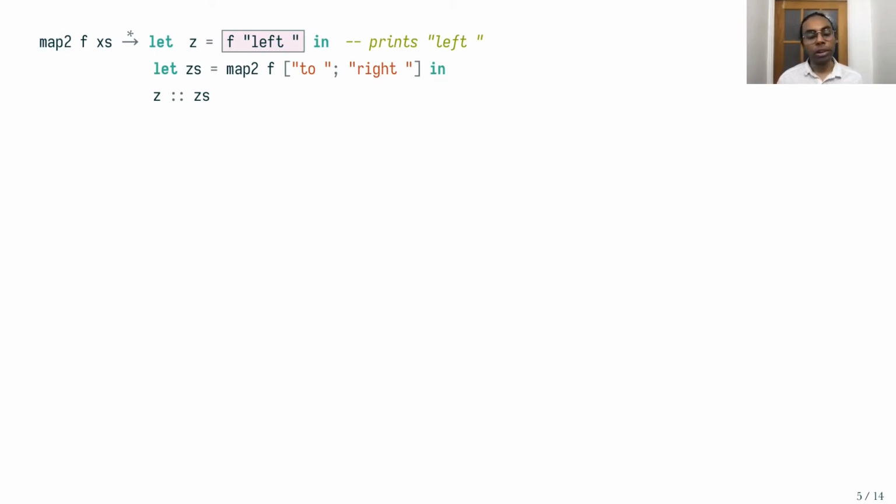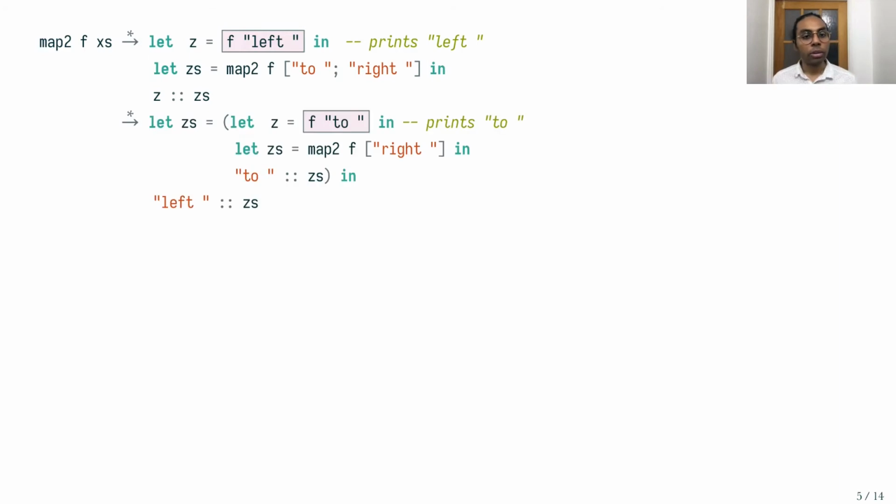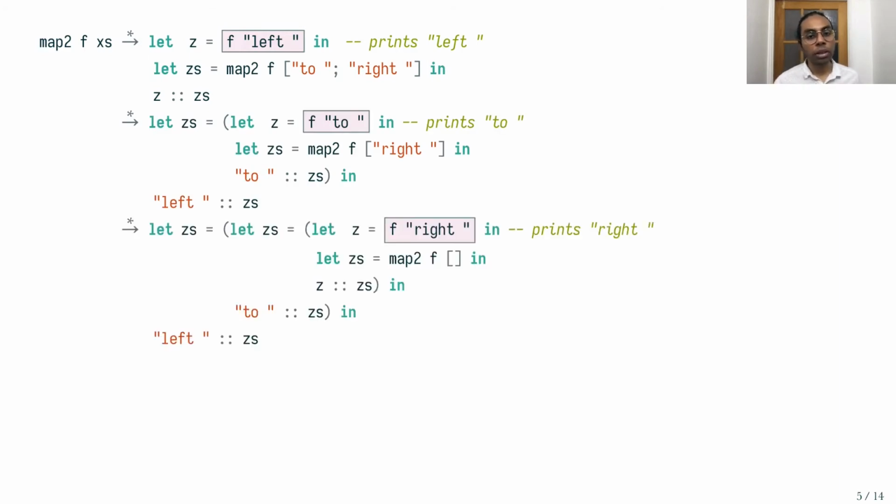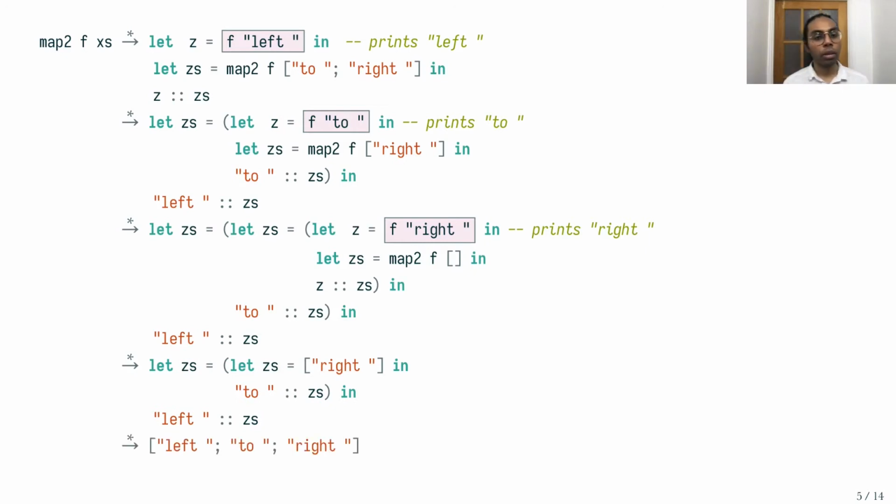If, however, we reduce map2 on the same inputs, we notice that it evaluates f first on the string left, then on the string 2, and then on right, and finally returns the original list. So even though both of these map functions return the same output, they produce different side effects.